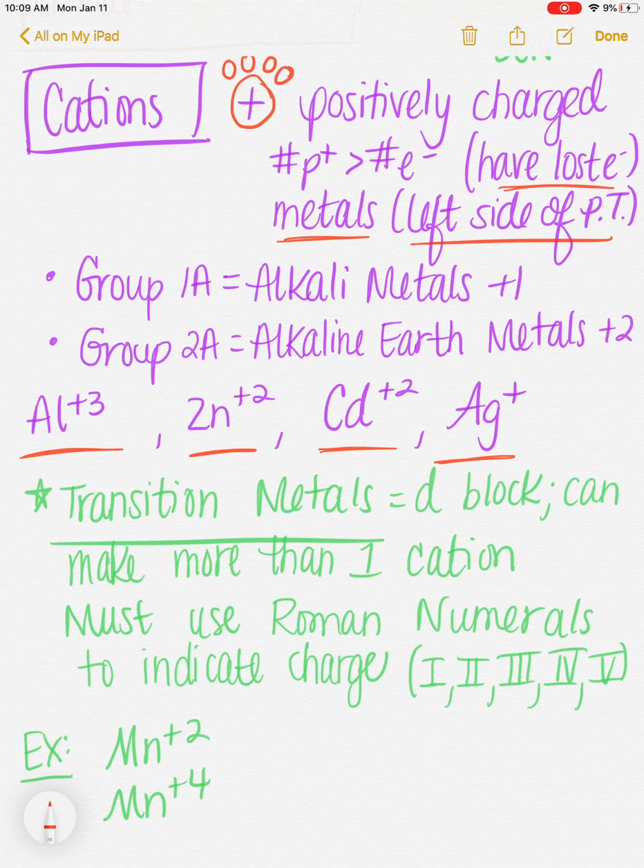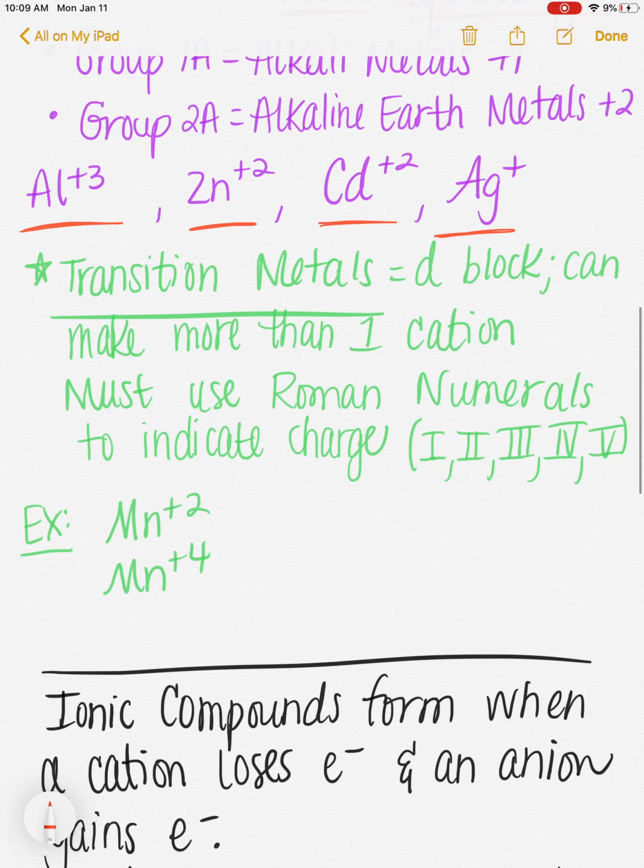These are the D block metals, and they can make more than one cation because they have those D electrons to work with. So we have to use Roman numerals to indicate what charge they have. Just a little review of Roman numerals. 1 is an I, 2 is II, 3 is III, 4 is IV, and 5 is a V. That's generally the highest that you'll go. You might occasionally have a 6, which would be VI, but that's about the maximum for your Roman numerals with transition metals.